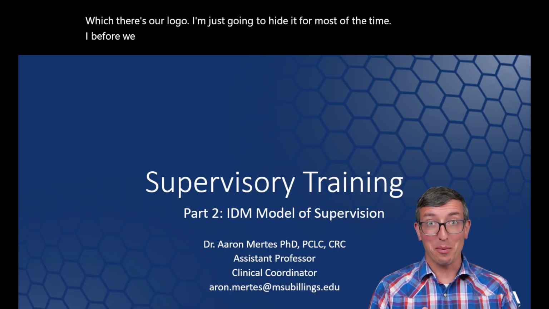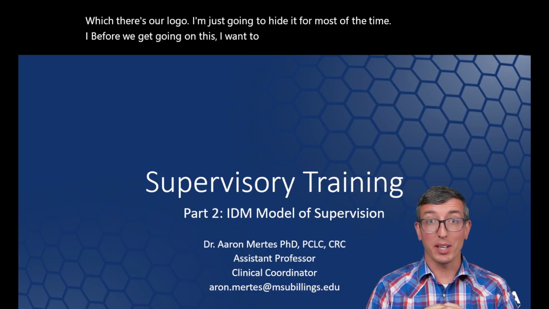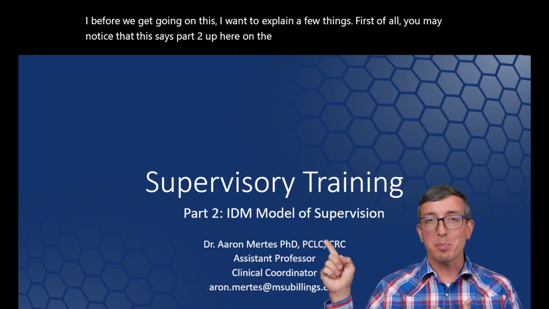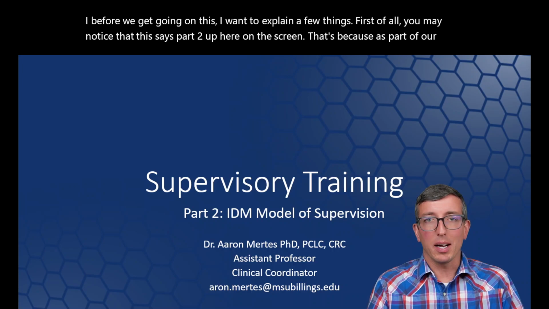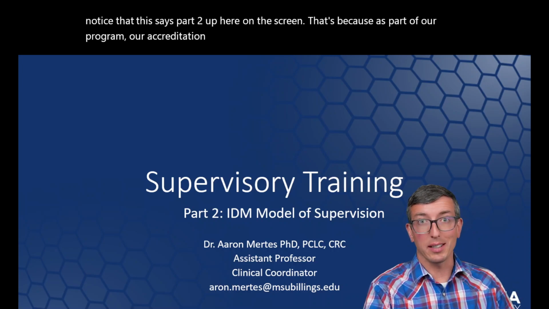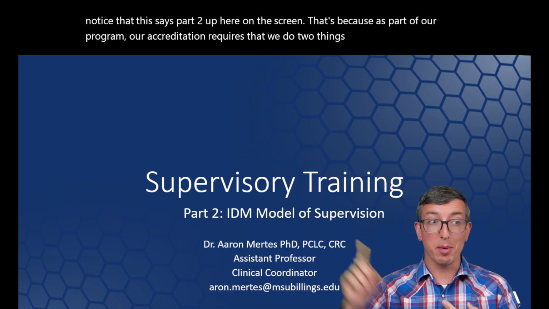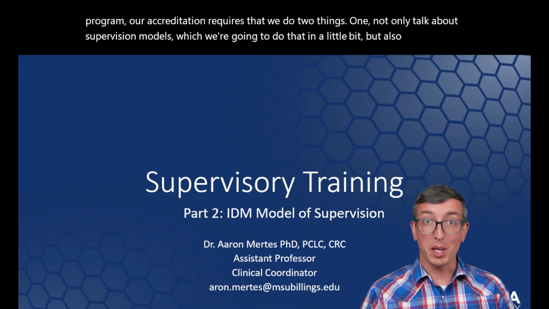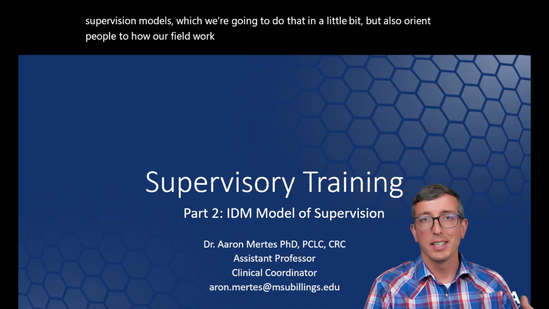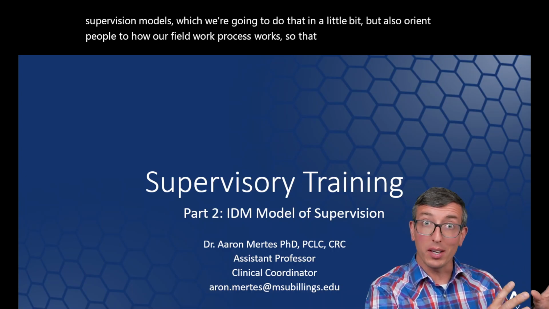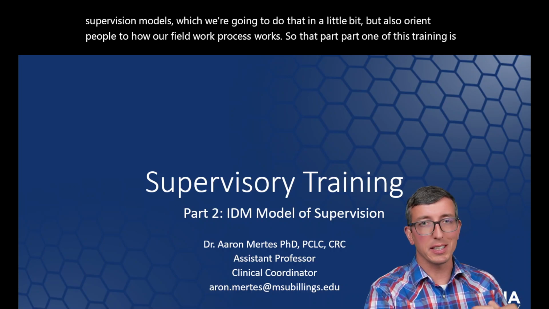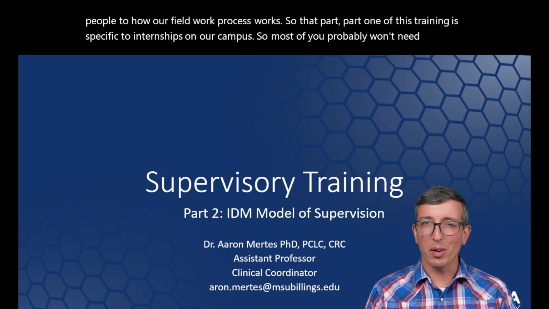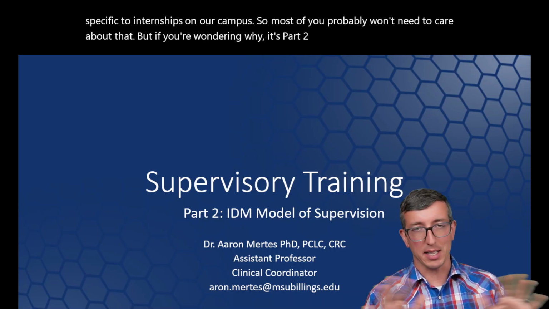Before we get going on this, I want to explain a few things. First of all, you may notice that this says Part 2 up here on the screen. That's because as part of our program, our accreditation requires that we do two things. One, not only talk about supervision models, which we're going to do in a little bit, but also orient people to how our fieldwork process works. So Part 1 of this training is specific to internships on our campus. So most of you probably won't need to care about that. But if you're wondering why it's Part 2 and what Part 1 is, that's why.